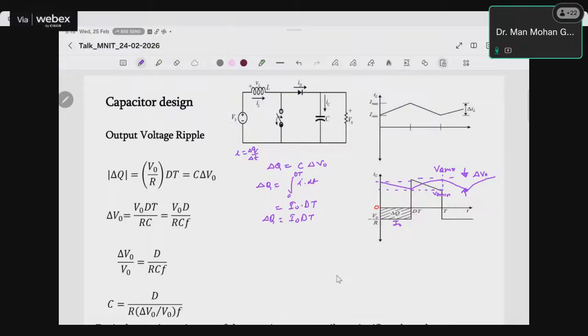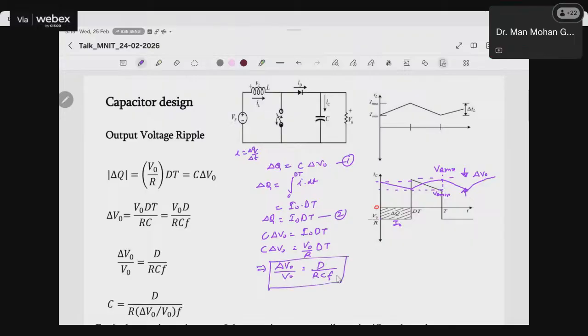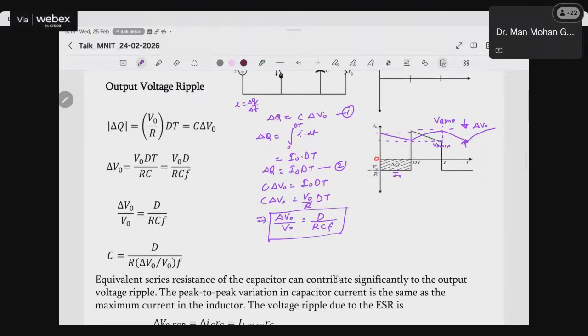So this equation and this equation I'll compare. C del V naught equals I naught DT, where I naught is V naught upon R. So from here, del V naught upon V naught comes out to be D upon RC, and for T I am writing 1 upon F. So del V naught upon V naught becomes D upon RCF. This is the output voltage ripple.